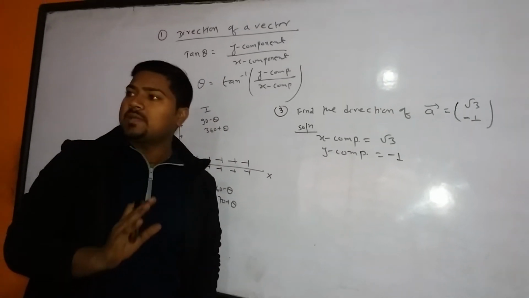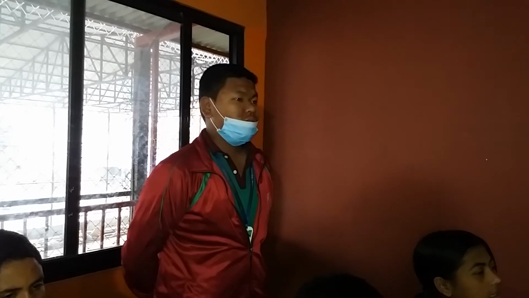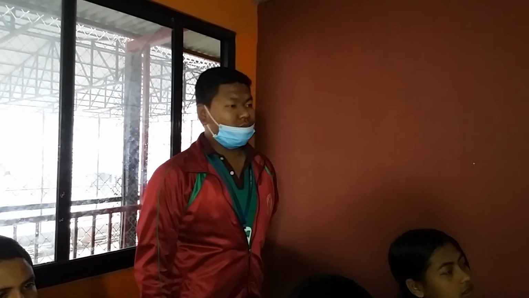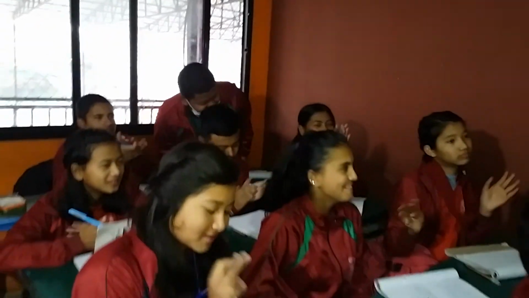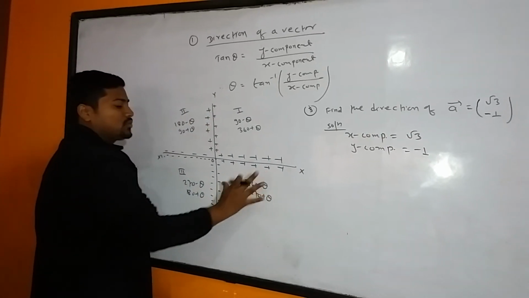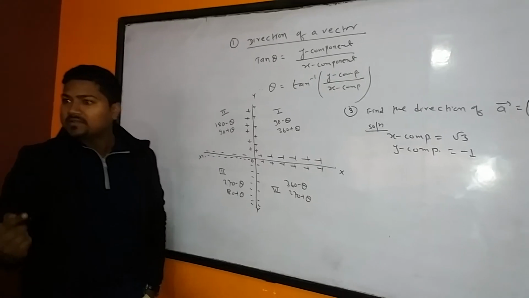And that question I am going to ask Mr. Pradeep. Okay, Mr. Pradeep, listen to me. Here the x component is positive and the y component is negative. In which quadrant does it lie? Fourth quadrant. It lies in the fourth quadrant. Yes, very good. Big hand for it. X positive, y negative, it lies in the fourth quadrant, which means 360 degree minus theta.